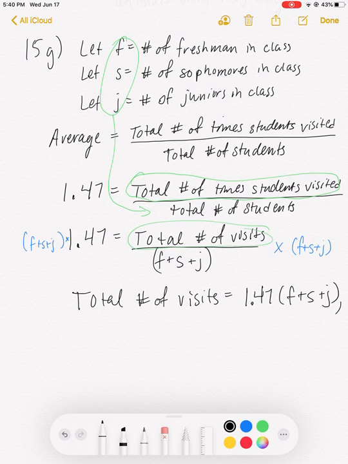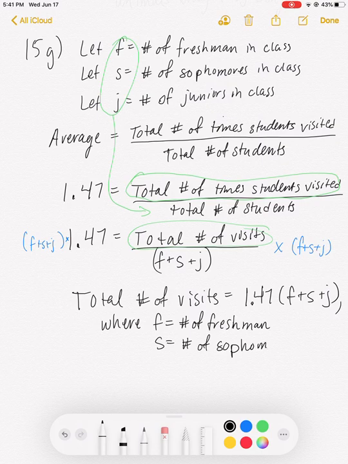Now, once we've said F plus S plus J in our expression here, we need to label the variables. F equals the number of freshmen. S equals the number of sophomores. And J is equal to the number of juniors. Okay, so there's that one.